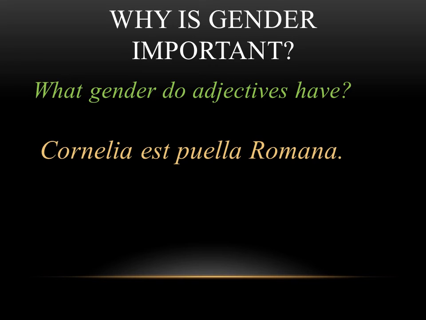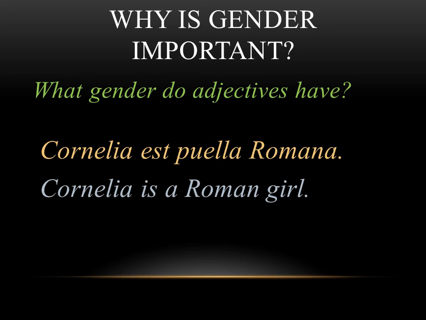Let's look at another sentence. Cornelia est puella Romana. Cornelia is a Roman girl. It's basically the exact same sentence, but we've changed who we're talking about from Marcus to Cornelia. So let's look at the word puella, or girl. Again, it's talking about a Roman girl. So the adjective Romana is modifying puella, just like Romanus modified puer in the last sentence. And we can see that since puella ends in an A and it's talking about a girl, this is going to be a feminine noun.